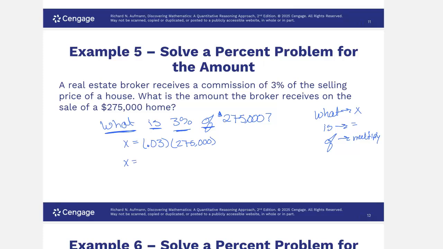So in this case, x is already by itself. I just need to multiply 0.03 times 275,000. And the commission on this house would be 8,250.